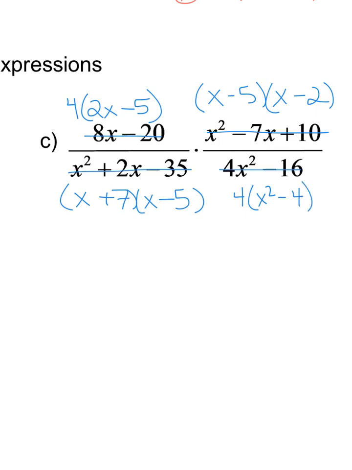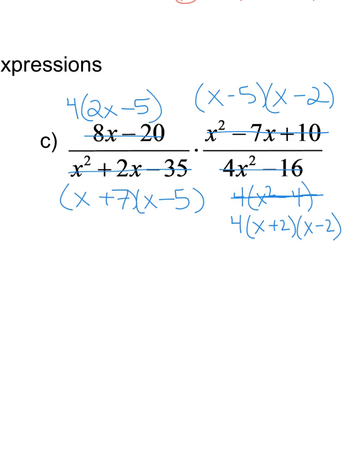Keep in mind, when we take out the 4 in this expression, we wind up with a difference of squares. So you want to watch out for those patterns because Ms. Brostrom and I will throw those in from time to time. So now we have our expression completely factored on the top and bottom.